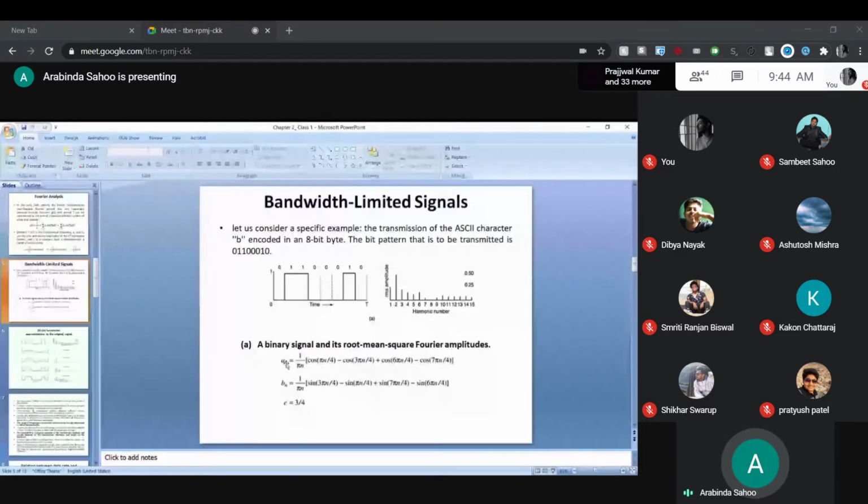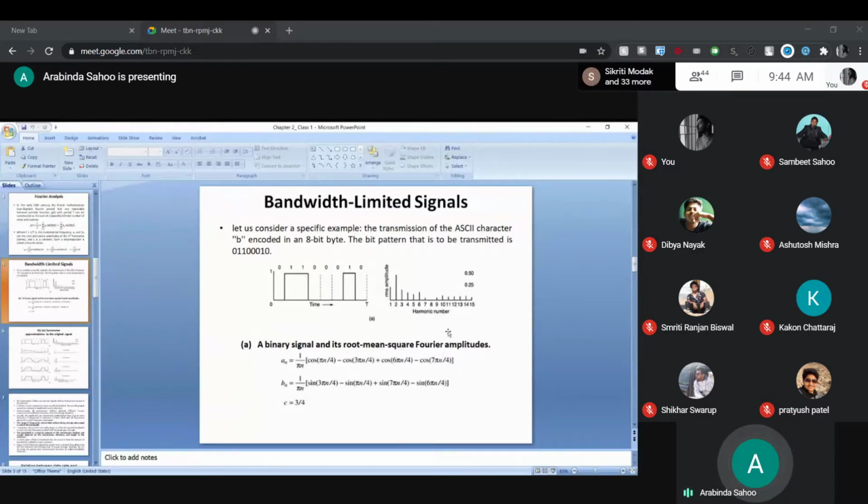I will calculate this mean square amplitude, that is simply equal to an square plus bn square. So for harmonic number n is equal to 1, you have to calculate a1 and then b1, and if you calculate a1 square plus b1 square, then this is the value. We can check this diagram. Let this value be 0.5.